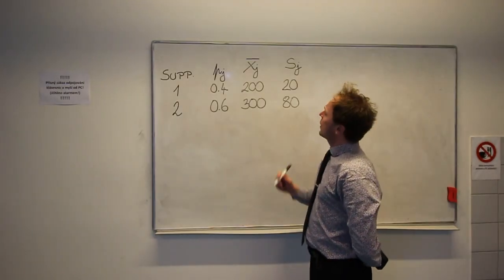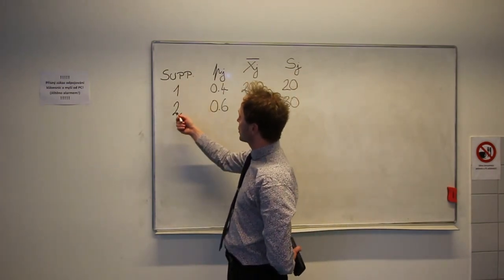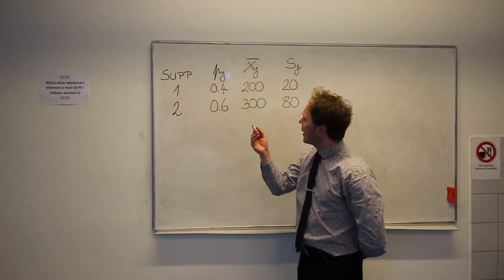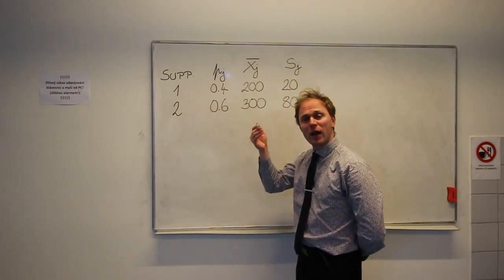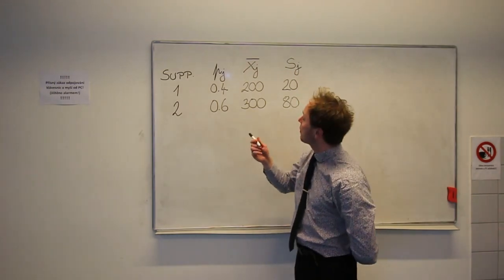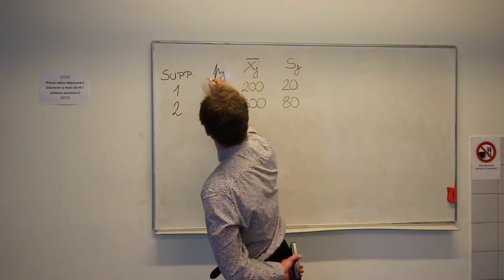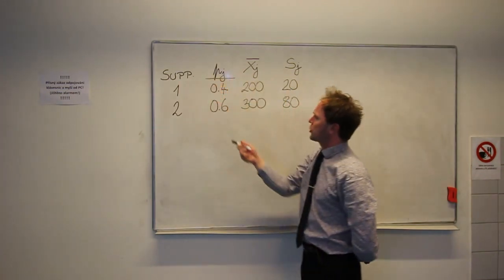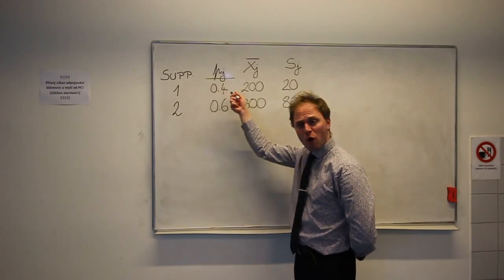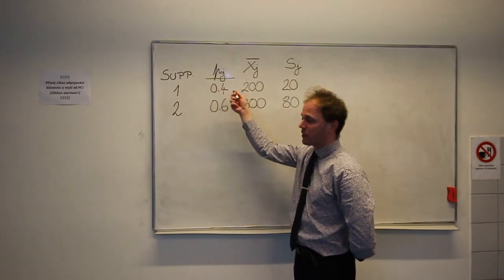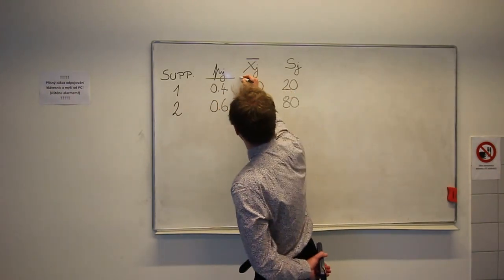Okay, can you see what I wrote on the whiteboard? Supplier 1 and supplier 2. And we know that in statistics we must use only relative numbers instead of percentage. So proportions must be written like relative number 0.4 and 0.6, 40% share and 60% share.